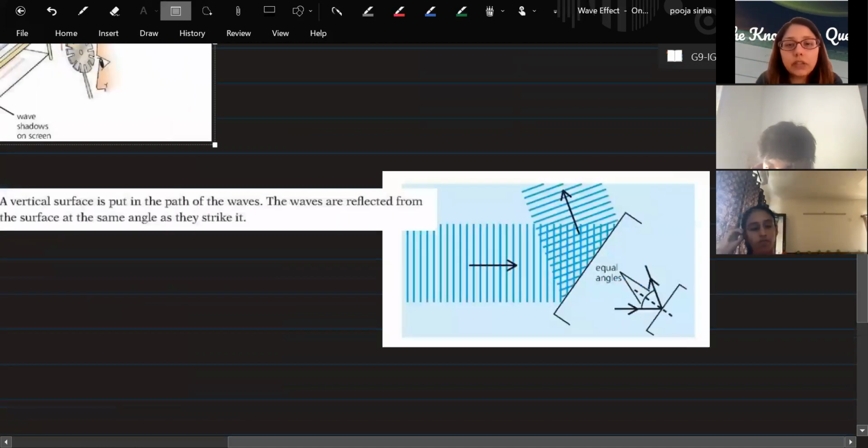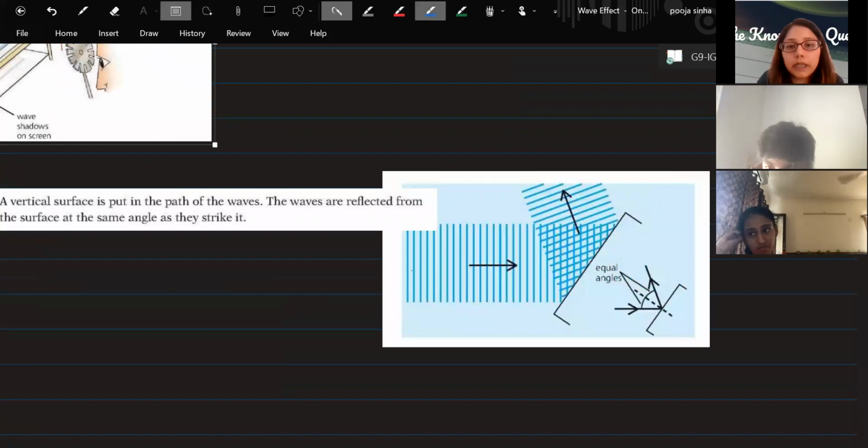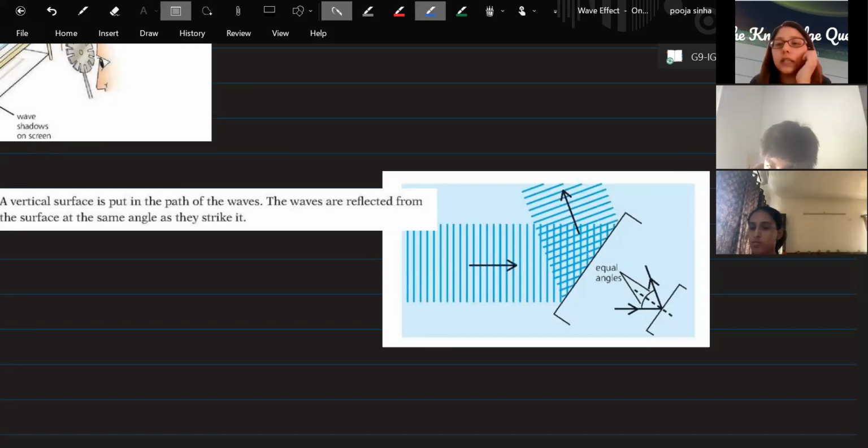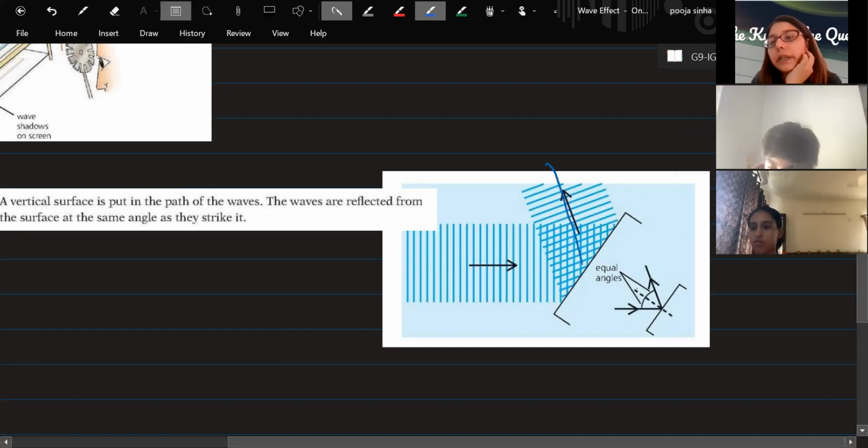If you see it in the picture here, the waves are coming like this. They strike the surface and they take an angle. This is how it is observed in the shadow. If this is the striking surface, the wave came in like this and bounced back in this way. This angle is equal to this angle, and they are going to be equal angles. This is what we observe in the ripple tank, in the shadow. Clear? First part is clear.